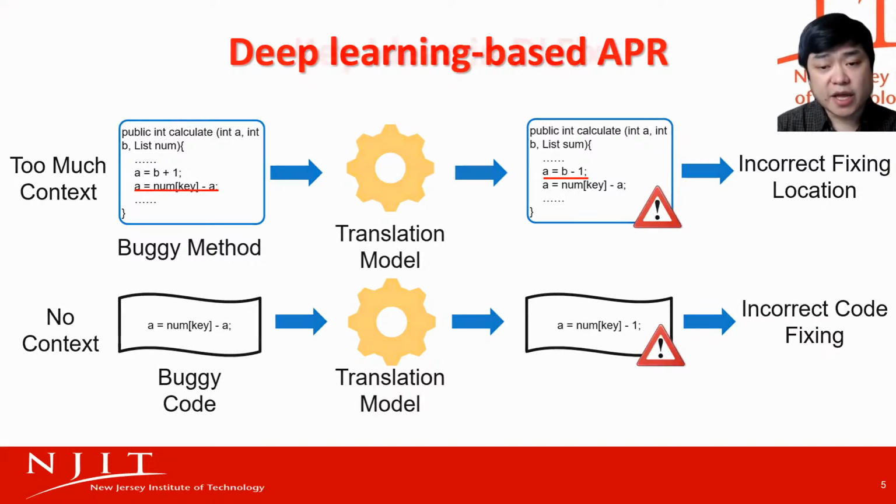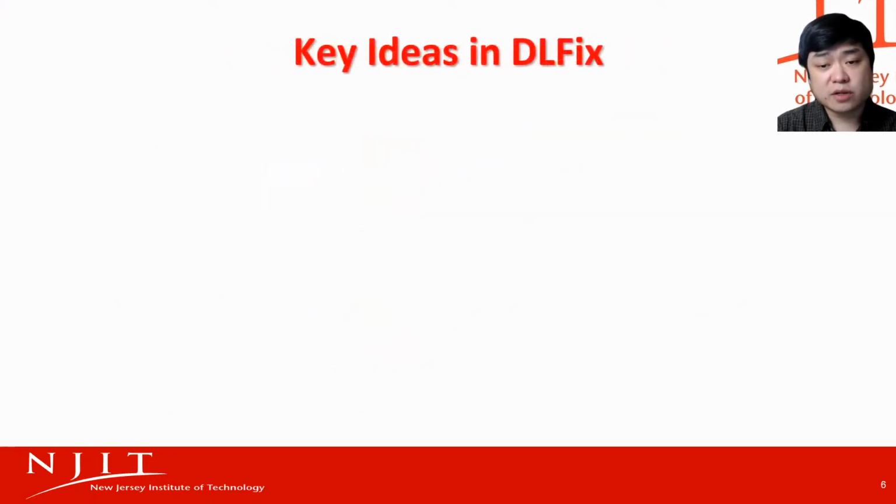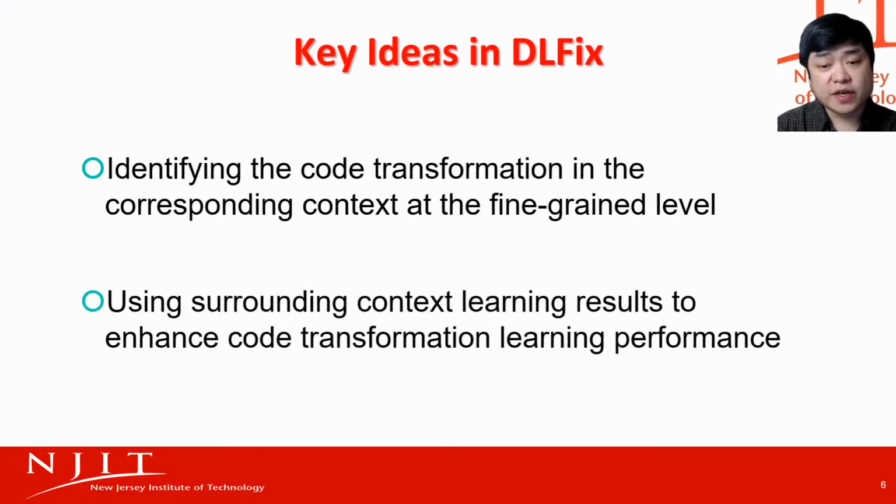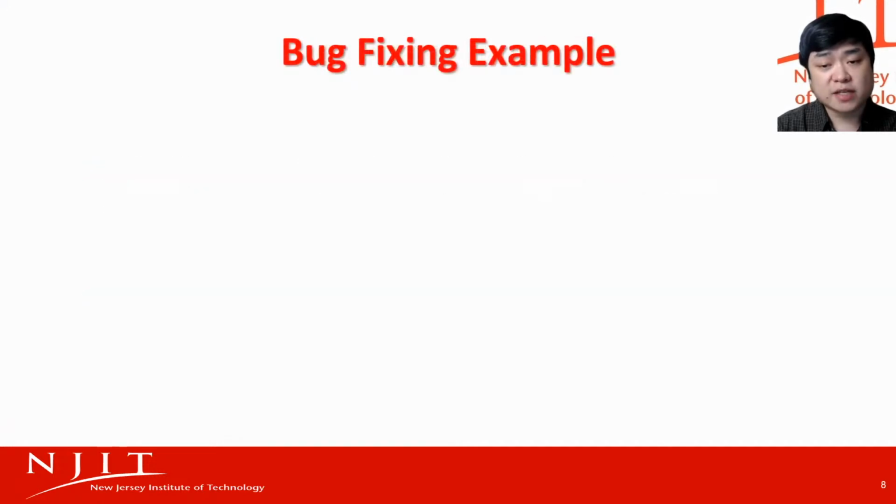To address the limitation in existing deep learning-based approaches, we introduce our new model DLFix with the following key ideas. Firstly, we designed DLFix to identify the code transformation in the cross-bounding context. Secondly, we designed DLFix to use surrounding context learning results to enhance the code transformation learning performance. Here, I would like to use a real piece of code as an example to explain in more detail.